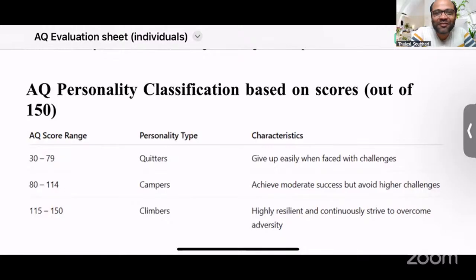Often this is my fourth or fifth session I'm taking on AQ, right? In 2019, when we started this 5 a.m. club, I had taken it two times in the presence of Soma sir. I still remember. At that time, my mom had taken this test. She was a camper, but now I'm happy she has become a climber, not because of my training, but because she has trained herself. So what I'm telling you is, if she can change, then why can't we also change?